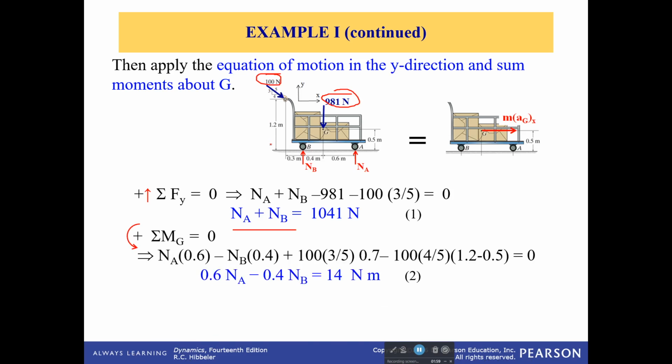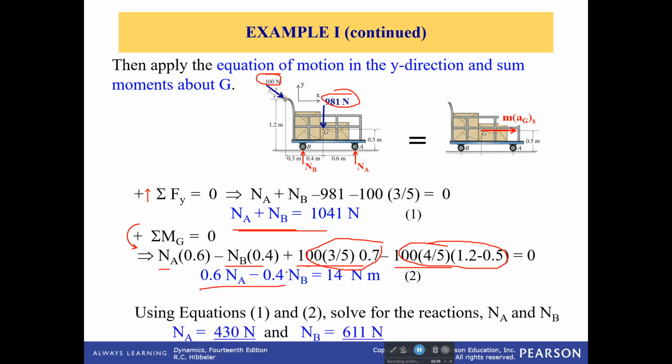And then if I take some moments around the center of gravity, well, my weight is not going to actually cause any moment around that point, so I don't have to include it. I just have to include the force from my pushing on it, both components, remember there's two components to that, as well as the normal force A and normal force B. Be very, very careful because this is a diagonal force, and that's why there are two components in your moment equation from that diagonal force. So the force y times the distance in the x. The force x times the distance in the y. And when you do that, you have two equations, two unknowns, and you can solve.